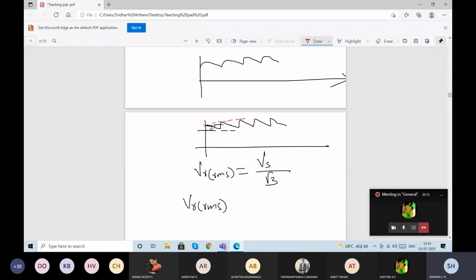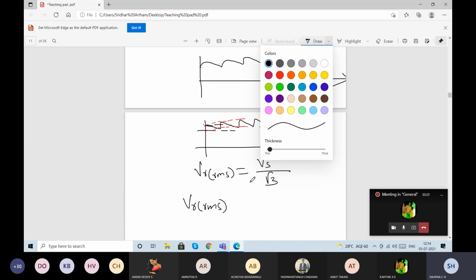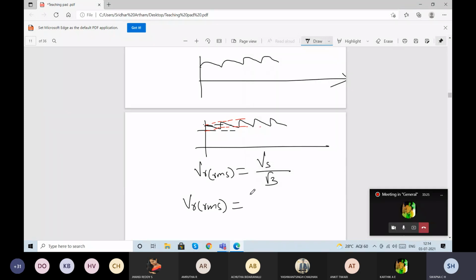From this portion to this portion, when you try to take the RMS value, because this is nothing but the ripple. If you take the RMS value of this, it is Vs by root 3. Now this Vs by root 3, I'll multiply and divide with 2 here. So it will be 2 Vs divided by 2 root 3. But 2 Vs is nothing but from here to here, which is VR peak to peak. So VR peak to peak divided by 2 root 3.